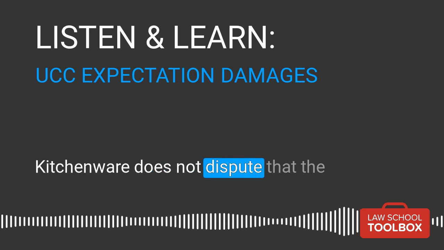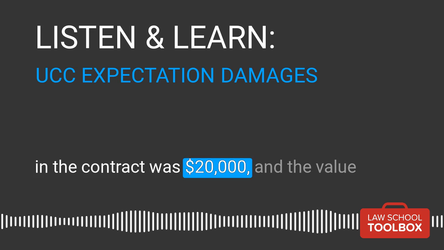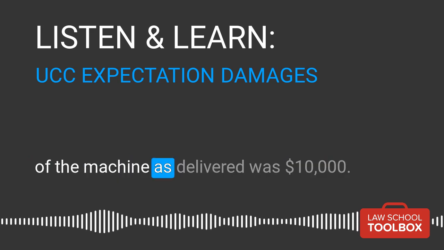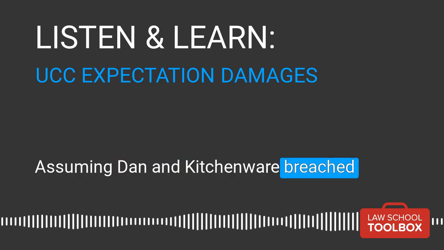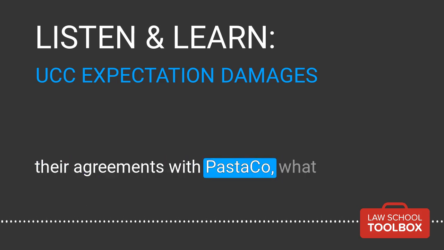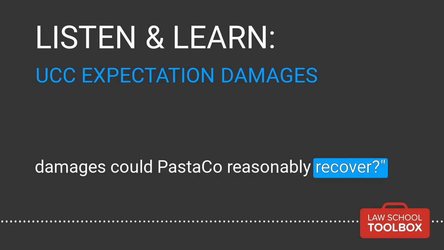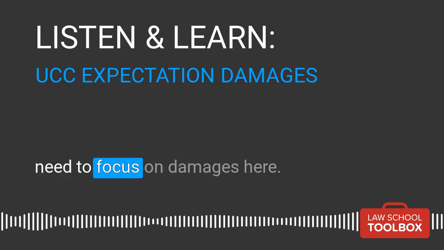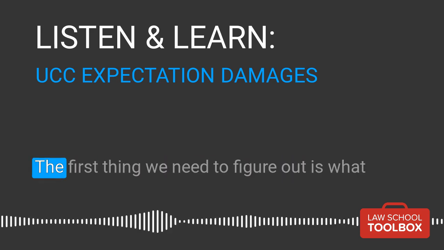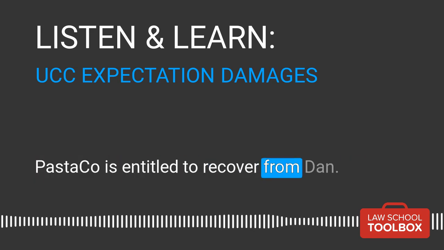Kitchenware does not dispute that the value of the pasta machine as warranted in the contract was $20,000 and the value of the machine as delivered was $10,000. Assuming Dan and Kitchenware breached their agreements with Pastaco, what damages could Pastaco reasonably recover? All right, as in our first hypo, we only need to focus on damages here. The first thing we need to figure out is what Pastaco is entitled to recover from Dan.